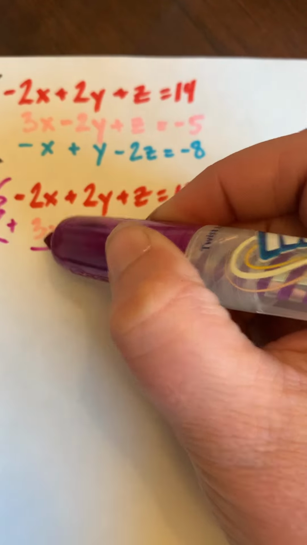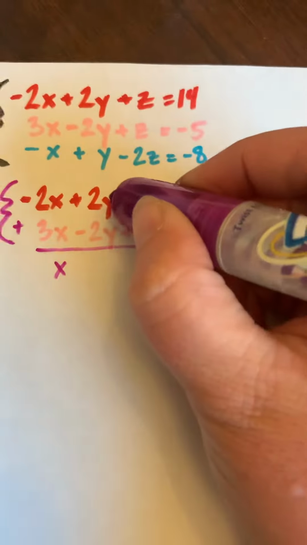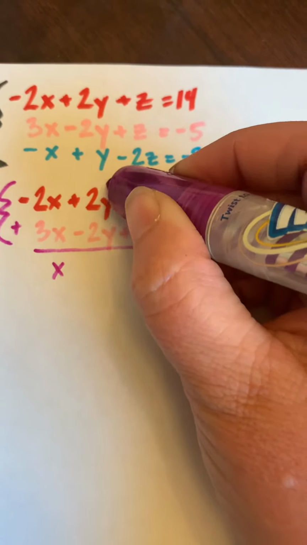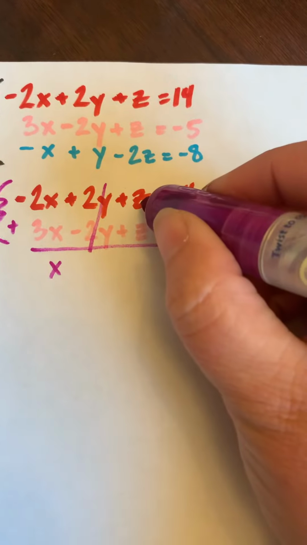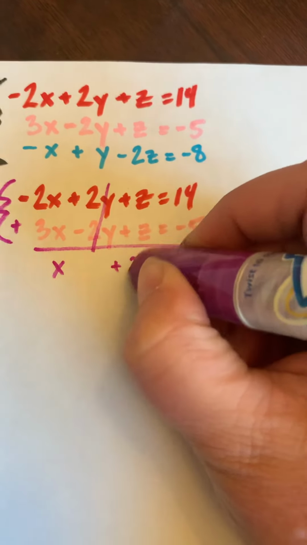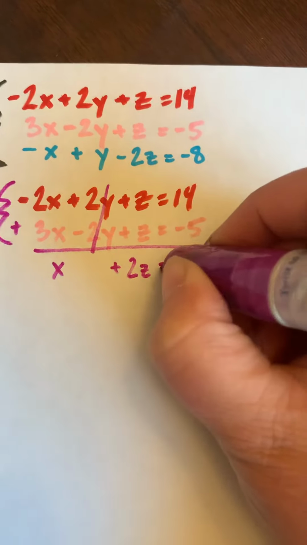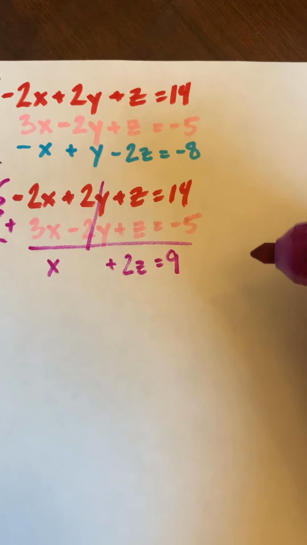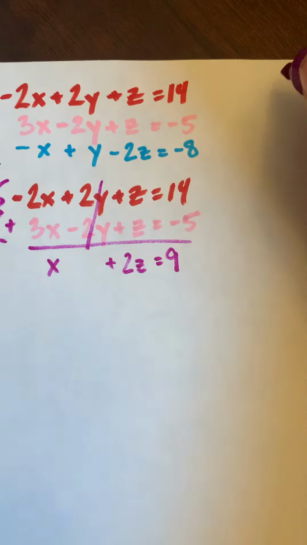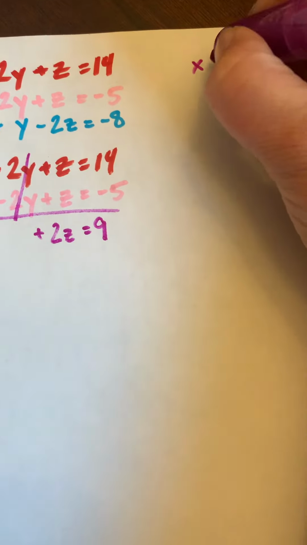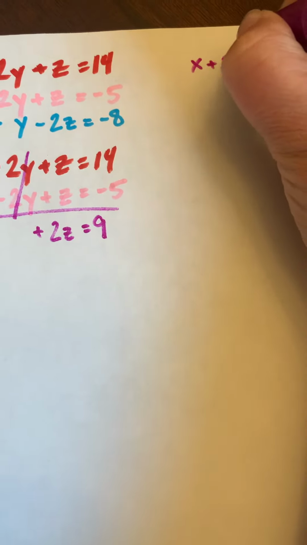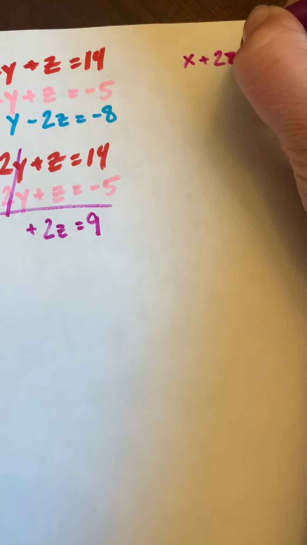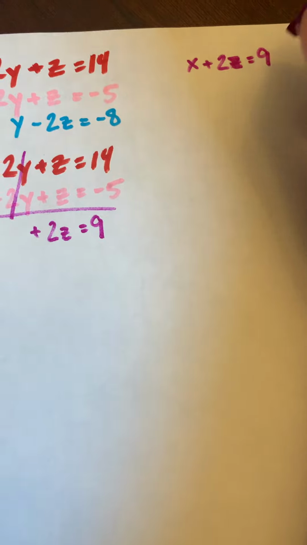Negative 2x plus 3x is 1x. 2y minus 2y is eliminated. Z plus z is 2z. And 14 plus negative 5 is 9. So I've got one equation, 2 variables. I'm going to save that equation over here. I'll come back to it later. X plus 2z equals 9.